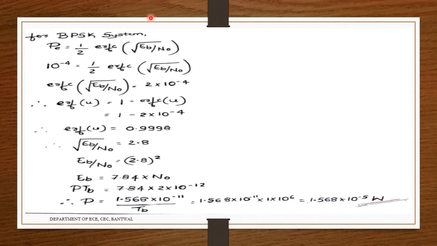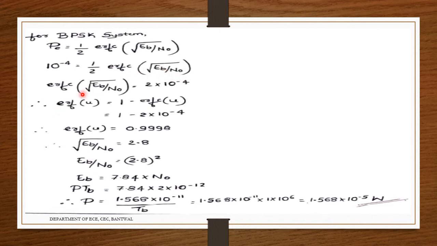That is, for a BPSK system, P is equal to 1/2 erfc of square root of Eb by N naught. This is the formula we have written there, right? So P, which is given as 10 to the power of minus 4, is equal to half into the complementary error function of square root of Eb by N naught. Eb is not known, we know N naught, so we need to find the Eb.